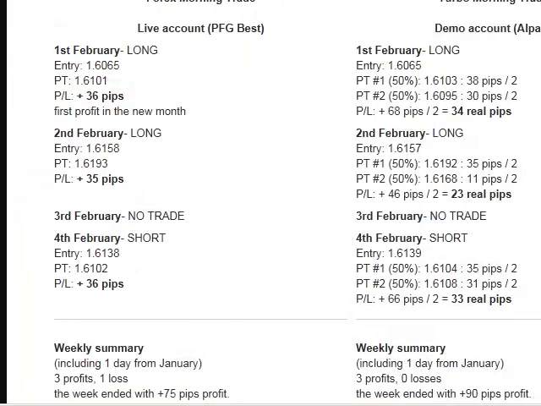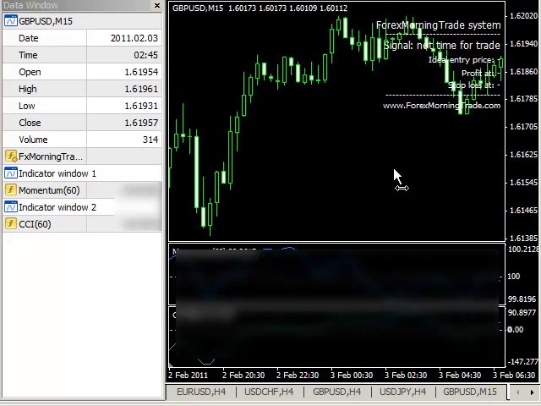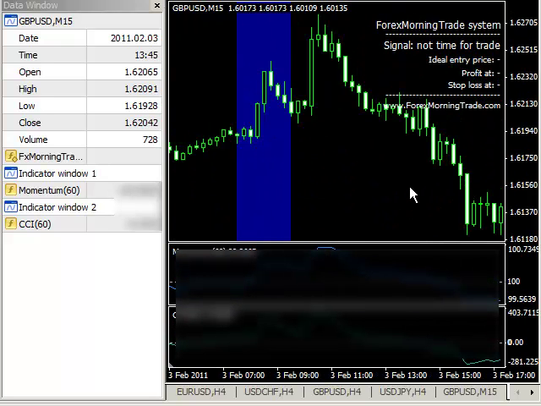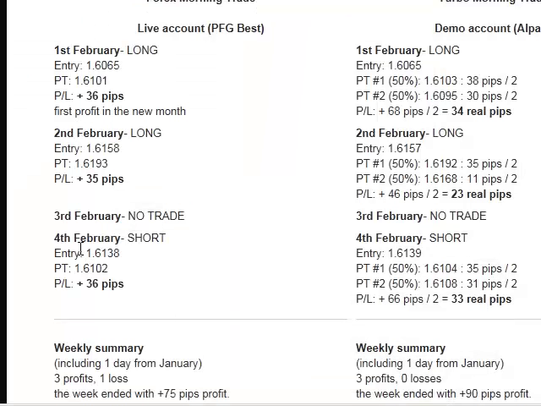That was no trade. So that happens when you don't get each of the two criteria, and it'll tell you up here. Right now it's not time, so it says not time for trade, but if you're looking at it in real time, it would have said no trade for your signal. Otherwise it'll say long or short. Now let's go to the 4th of February.